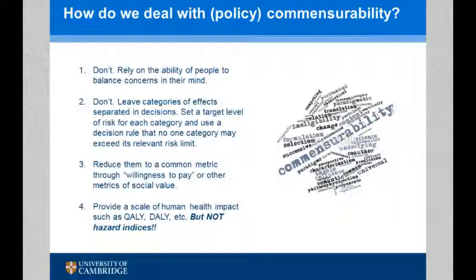So another possibility is, well, still don't make them commensurable, but do lump the effects into a set of categories and separate the decisions for each category.